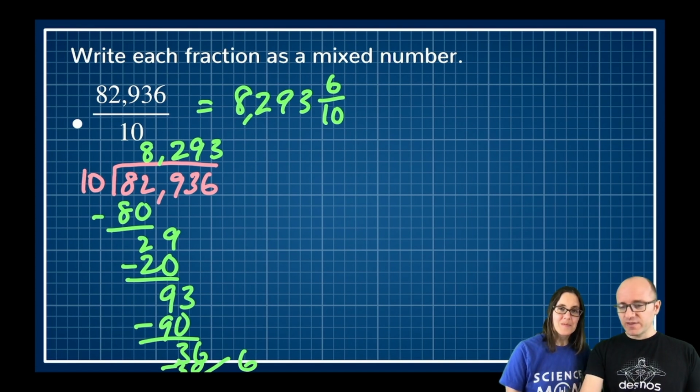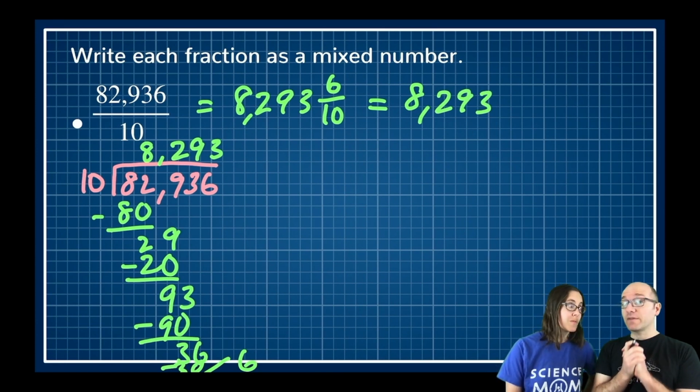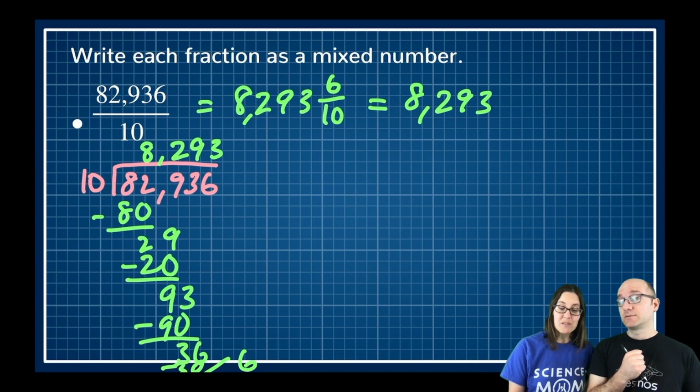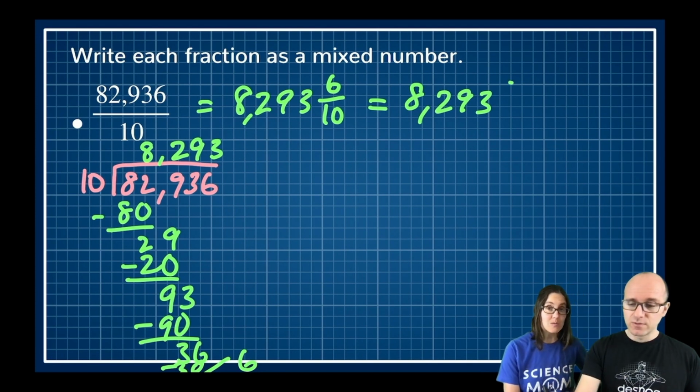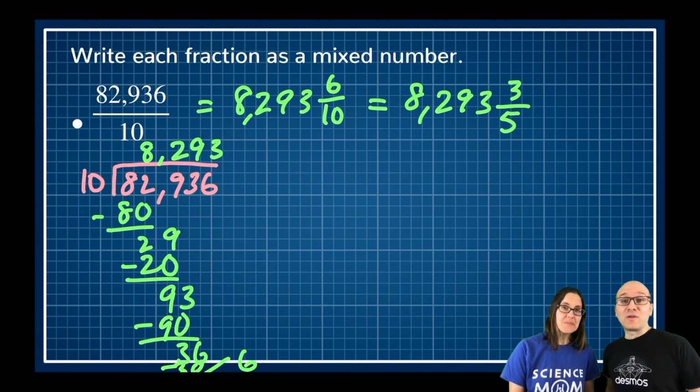All right, so to simplify this, we have 8,293 and 6/10, which is not the simplest form of that fraction because there's a common factor for the top and bottom. They can both be divided by 2. 6 divided by 2 is 3. 10 divided by 2 is 5. Very nice. There we are. There's our mixed number.